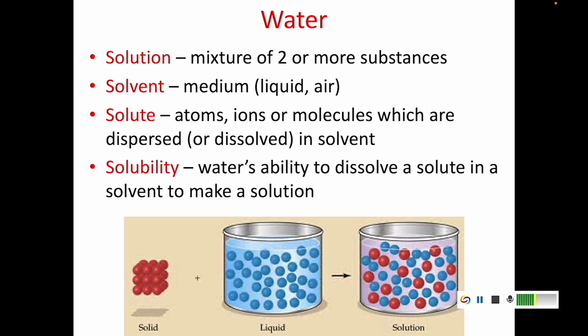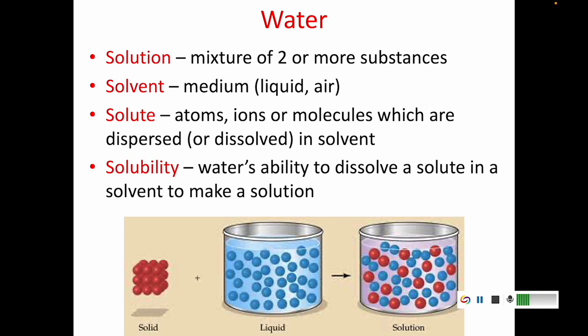A solution is when you mix two or more substances together. So Kool-Aid mixed in water, salt mixed in water to make the ocean, paint thinner mixed with paint. These are all solutions. Two different substances mixed together. In a solution, you usually have some medium that is doing the dissolving and something that is being dissolved. So the solvent is the liquid or the air that's being dissolved in. Water is a really good solvent. A lot of things can be dissolved in it.